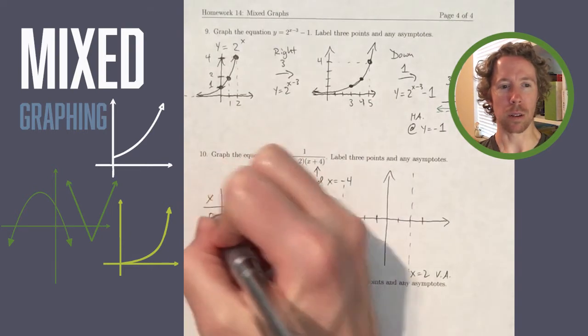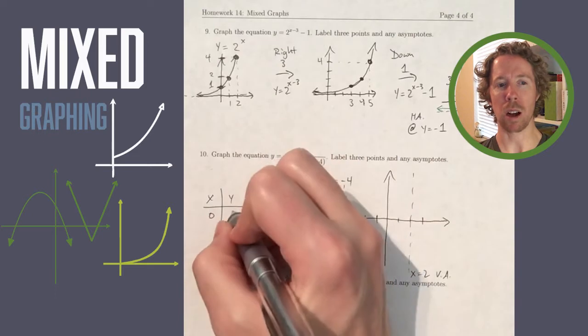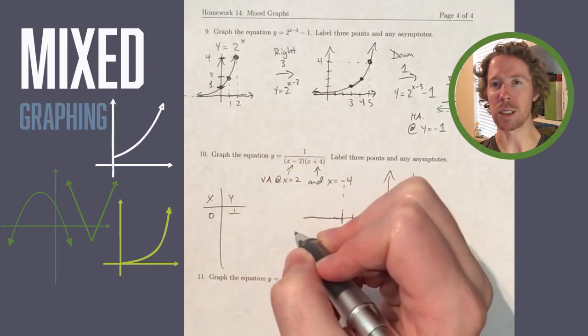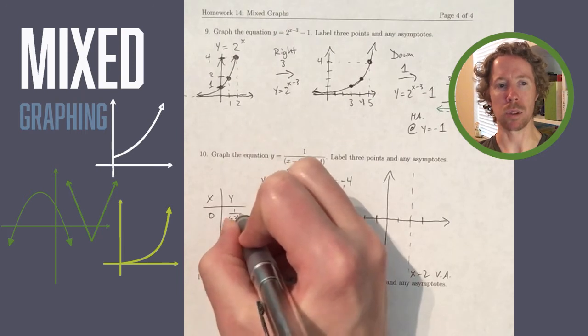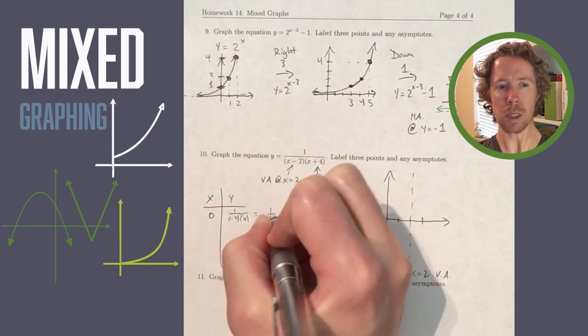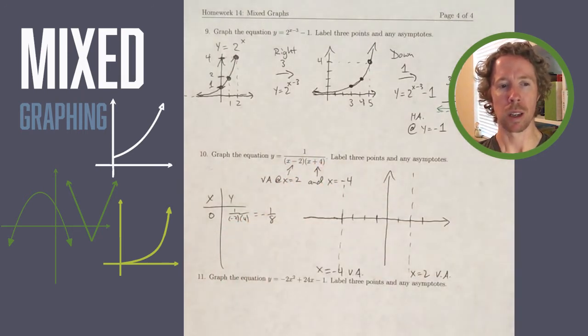And my goal really is just to plot a couple of points in each of these sections now. So this graph is broken up into three pieces. To the left of negative 4, between negative 4 and 2, and then to the right of 2. So first, I want to look at between negative 4 and 2. That shouldn't be too hard.